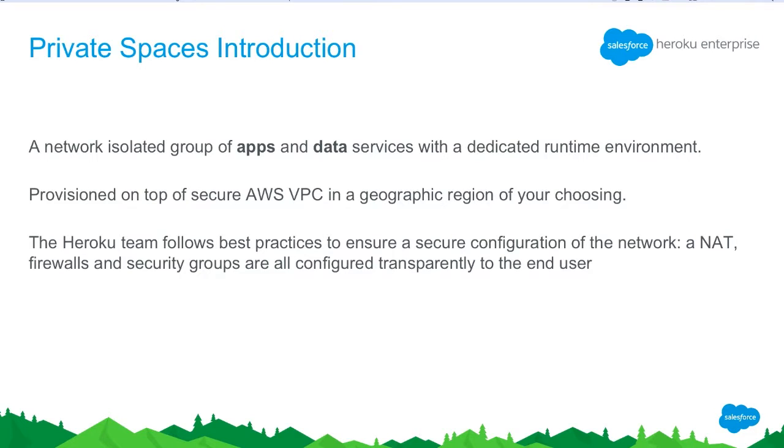A private space is essentially an Amazon AWS VPC that has been provisioned for you by the Heroku team, and the provisioning process is somewhat transparent to the customers, but they follow some security best practices on hardening the VPC. And they provide some network isolation and certain whitelisting controls that really keep the data and the applications isolated from the rest of the internet.